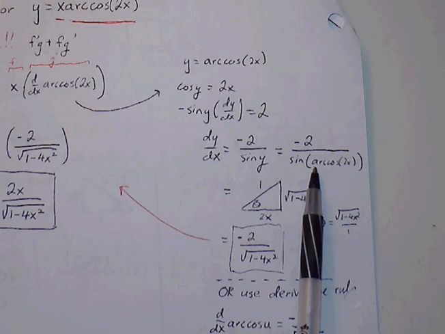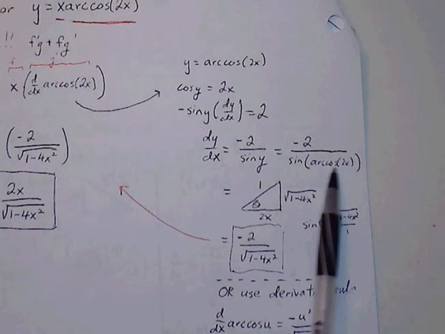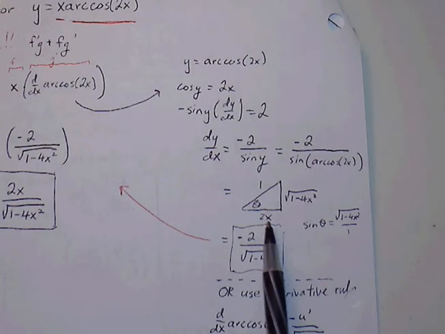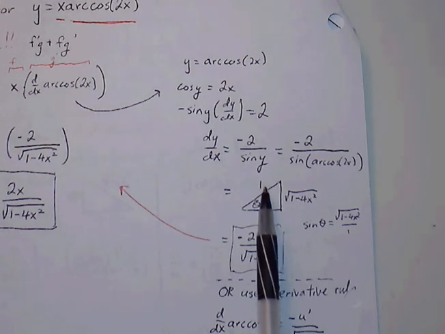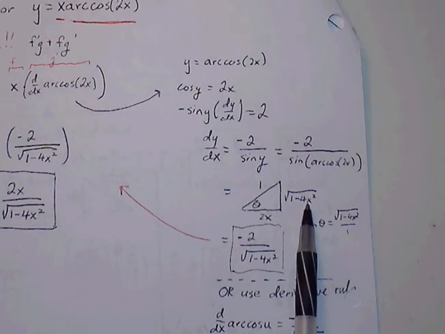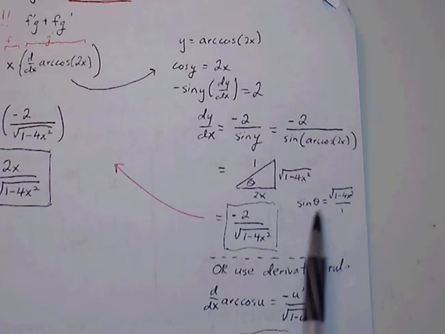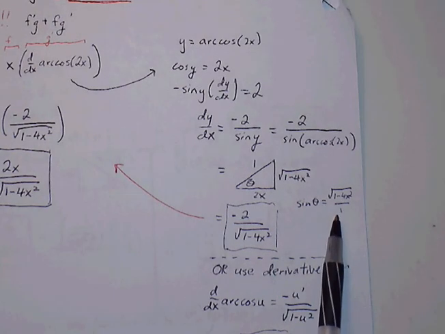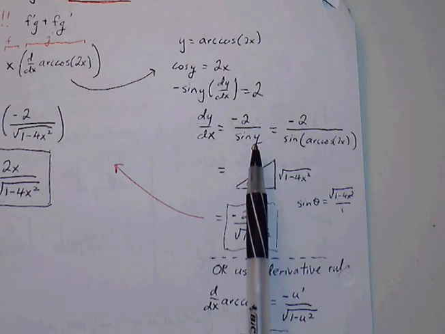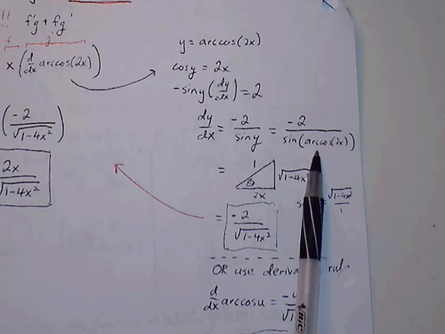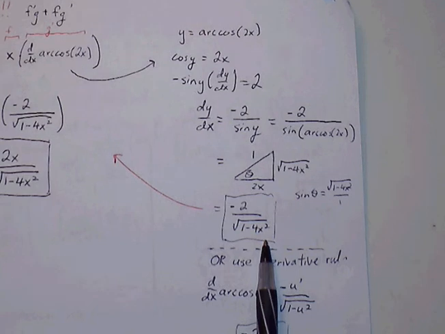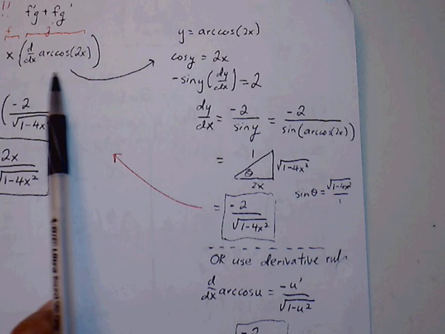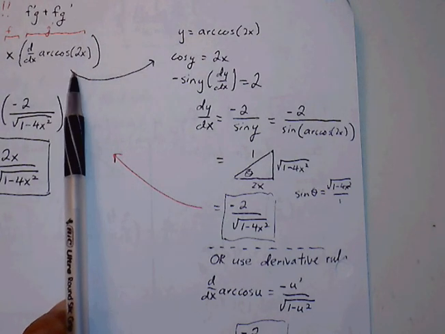So we're trying to find out what is sine of theta when theta is arc cosine of 2x. So arc cosine of 2x is the same thing as cosine of theta is equal to 2x. 2x over 1, adjacent over hypotenuse. Pythagorean theorem to get to the other side. Square root of 1 minus 4x squared. So sine of theta is simply going to be opposite over hypotenuse, square root of 1 minus 4x squared over 1. So that gets put in place of the denominator here, so negative 2 over square root of 1 minus 4x squared. Okay, so this gets put in the place of the derivative of arc cosine of 2x.